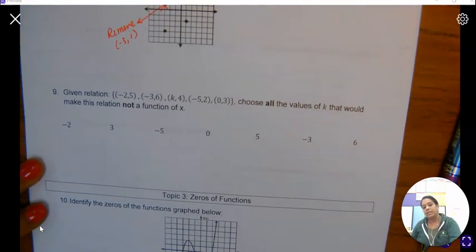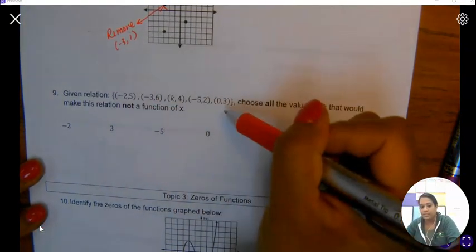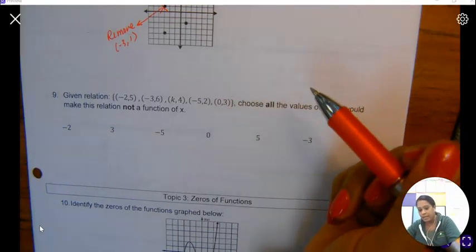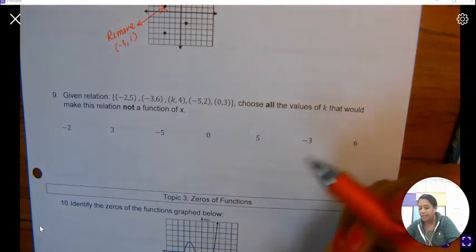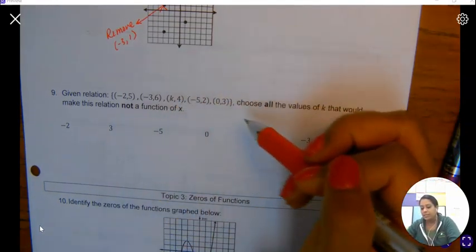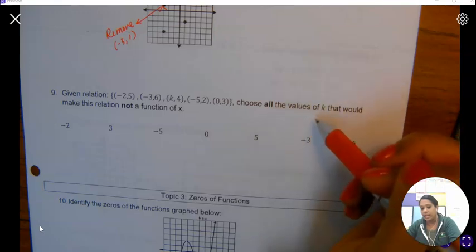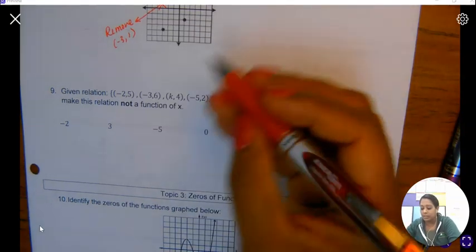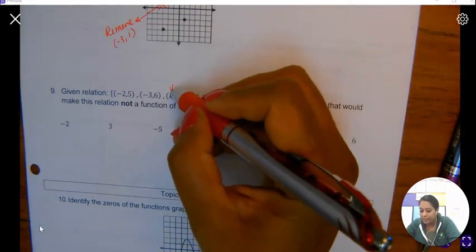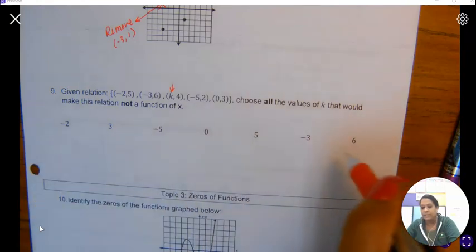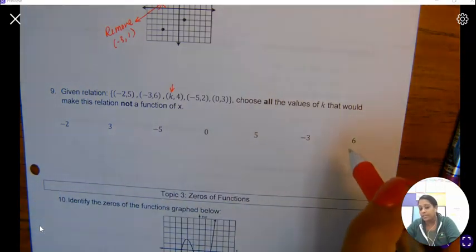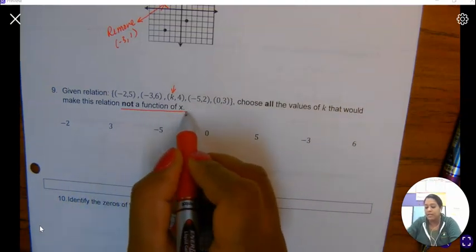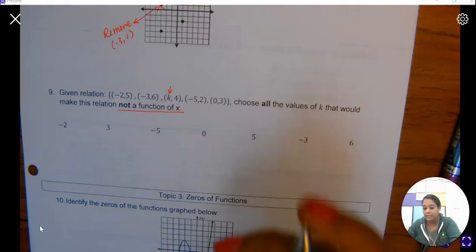Given the relation right here, again, a relation is nothing but having an x and a y, a relationship between x and y. So I have a relation here. Choose all the values of k that would make this relation not a function. So I'm looking at this value right here, okay? I have a list of numbers here, and I want to pick which of these numbers, if I plug it in for k, would make it not a function. Remember that I cannot have any x's repeating.